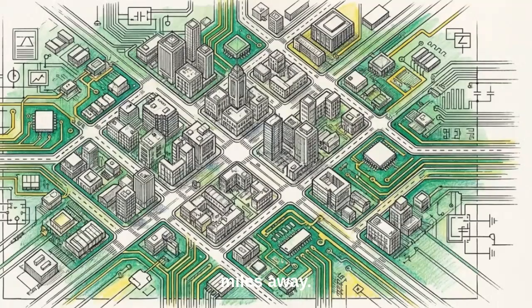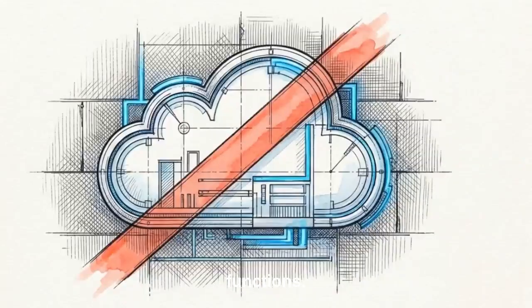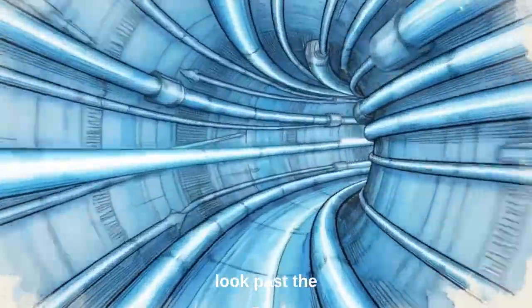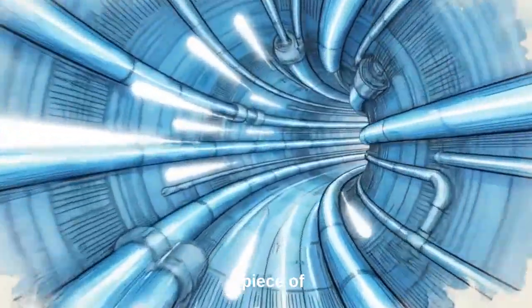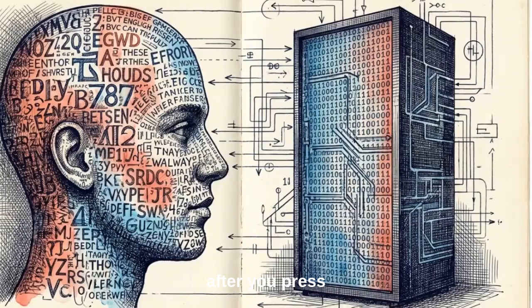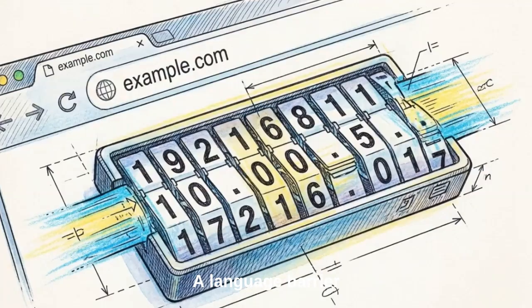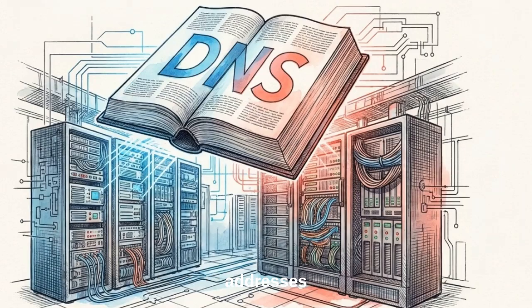To understand how the modern internet functions, we have to look past the metaphor and trace the physical journey a piece of pizza takes in the milliseconds after you press that key. A language barrier exists between humans and computer networks. We use recognizable domain names like newrelic.com, but networks require numeric IP addresses to route information. Bridging this gap is the Domain Name System, or DNS, the internet's translation mechanism.